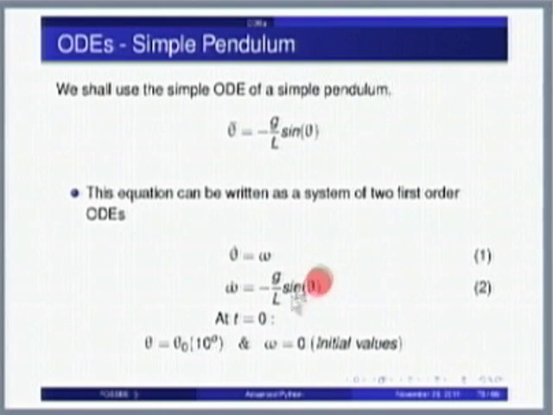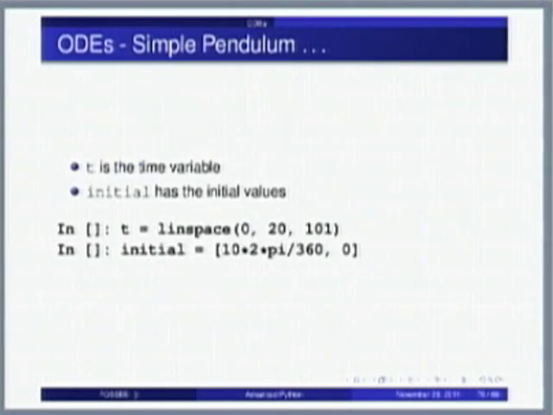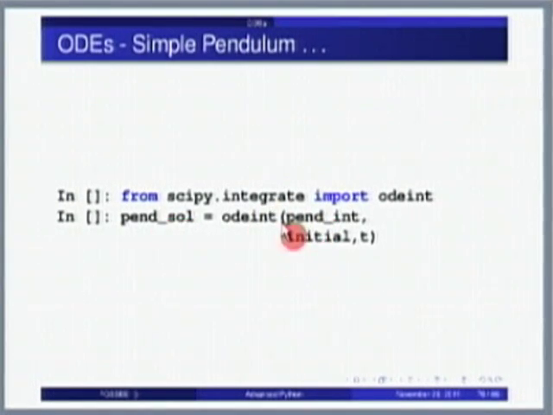Once you have formulated a system of differential equations, you need to set up your function. In the epidemic case, we needed a function which gives dy by dt for different values. Here we have to give theta and omega at different values. So the function has to return a list consisting of those two things, and the rest of the work is very simple. Linspace over a relevant value, initialize the initial conditions as you require, and finally, just call odeint.